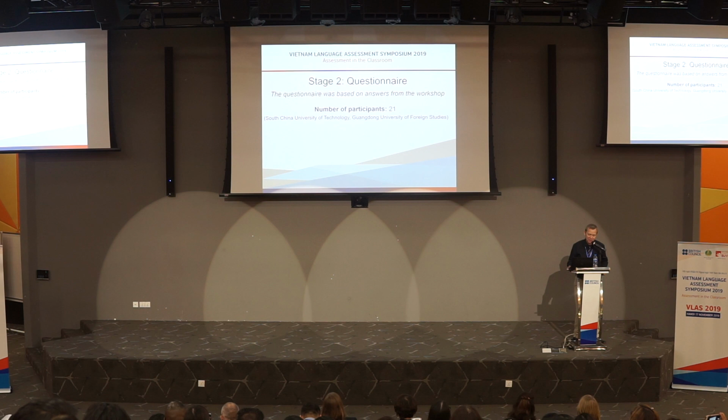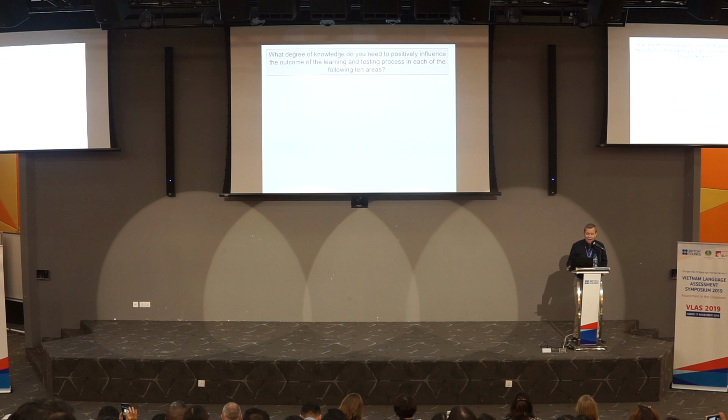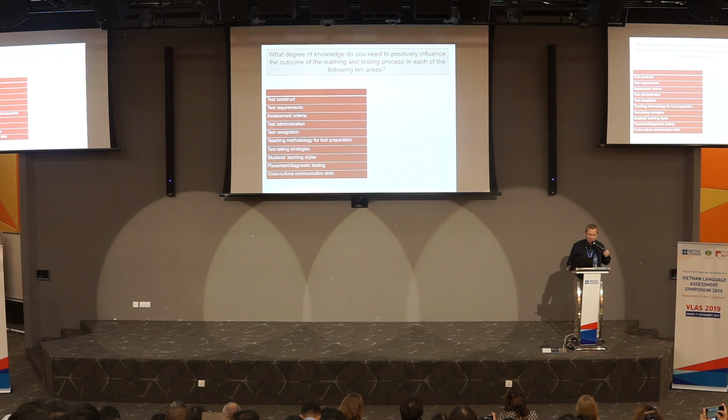The questionnaire asked participants, what degree of knowledge do you need to positively influence the outcome of the learning and testing process in each of the following 10 areas? And those 10 areas mentioned were the 10 responses we got from the third question in the discussion in the workshops. And here they are. So for each area or concept, the participant could respond with the numbers 0, 1, 2, 3, or 4.